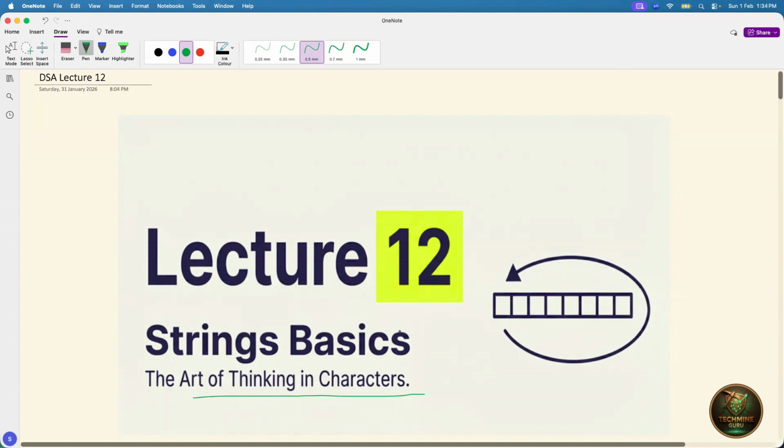Today we are diving deep into string basics. Whether you are preparing for a big interview or just want to write cleaner code and understand how string works under the hood, this is non-negotiable.